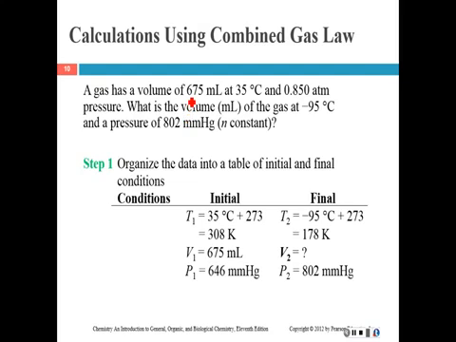A gas has a volume of 675 mL at 35 centigrade and 0.850 atm. So these three conditions will be our ones. What is the volume? That's our unknown, V2. And they give us a new temp, notice it's negative 95 centigrade, and a new pressure.